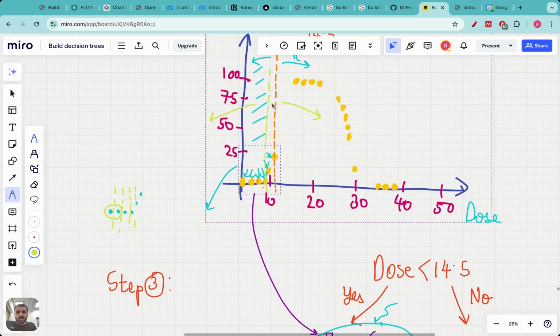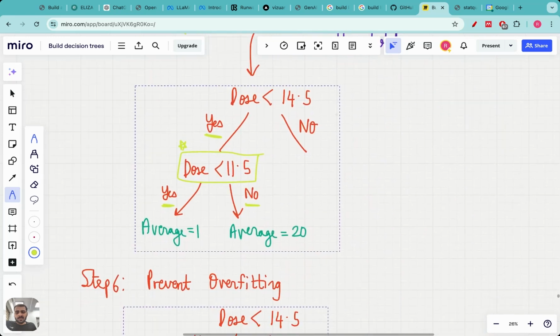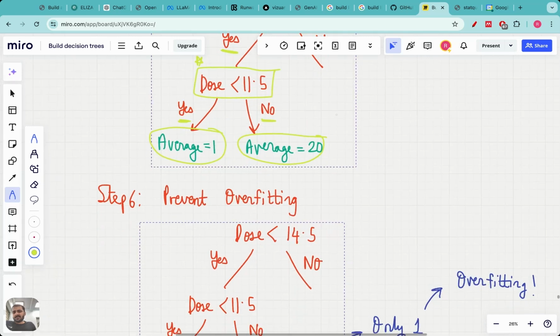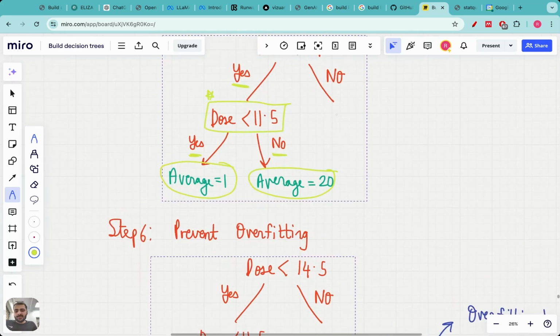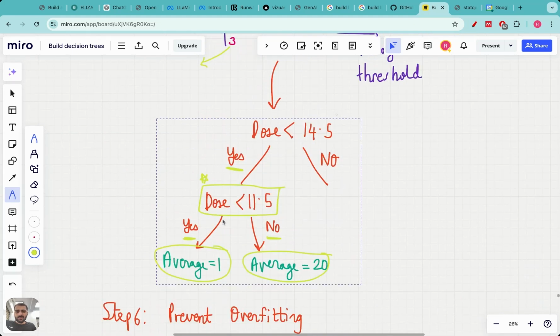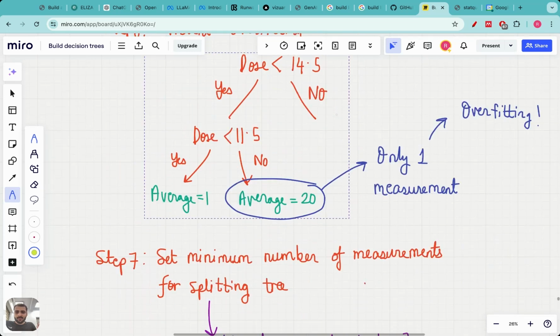Okay. So one thing to remember here is that let me showcase this to you further. If dose less than 11.5 is yes, then the average of all the values which lie on that side is equal to 1. And if the dose less than 11.5 is no, then the average of all the values which lie on the right hand side is 20. We don't need these average values, but I've just plotted them here. Now we think that we have got this perfect threshold, right? But there is a problem, and I'm going to explain that problem to you right now.